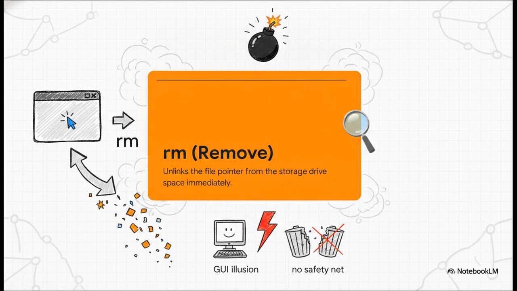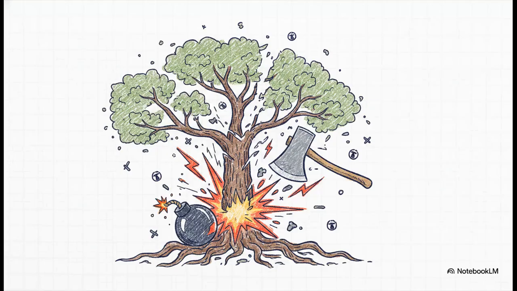When you execute rm, the operating system immediately unlinks the file pointer from the physical storage drive. It is gone, like instantly. Which brings us to, without a doubt, the most dangerous command in tech, rm -rf /. I want to slow down here for a second because this is wild.